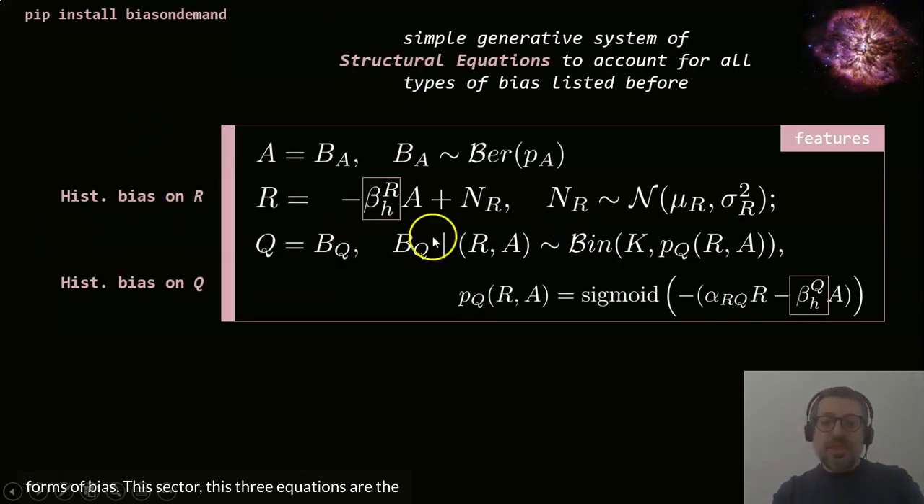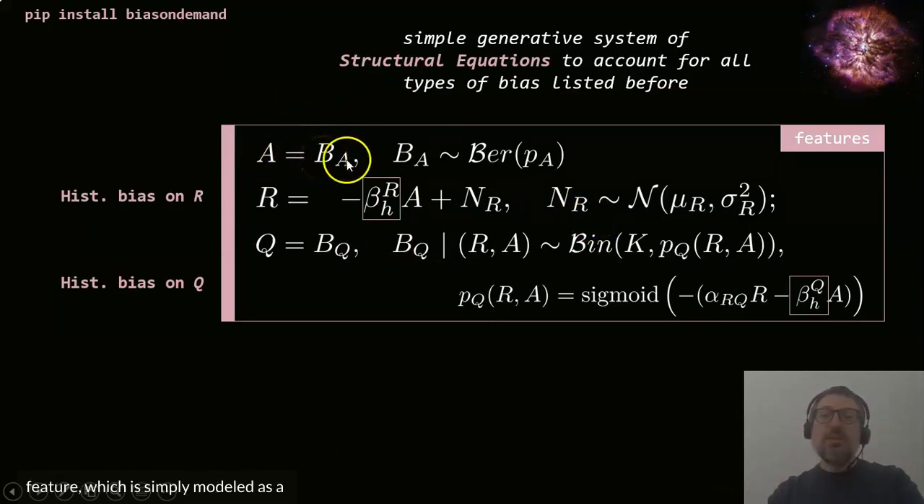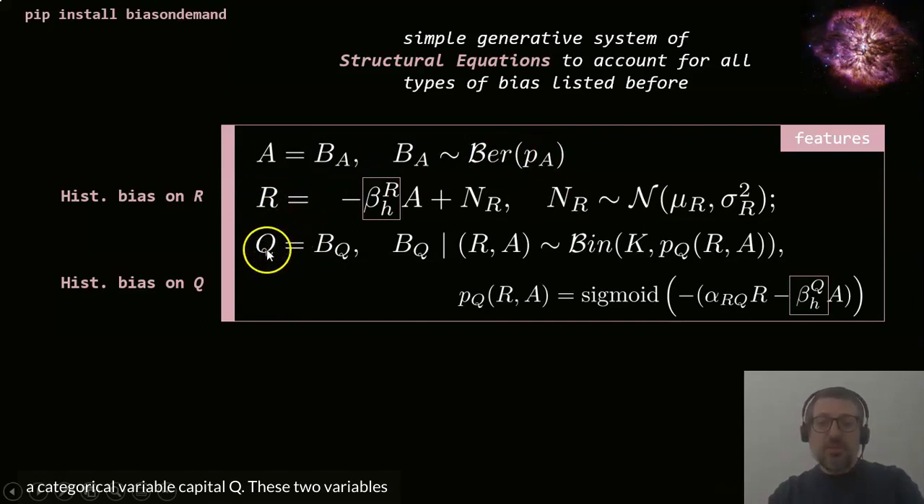These three equations are the sector of the generator for the features. So we have, for example, the sensitive feature, which is simply modeled as a binary Bernoulli random variable governed by this parameter p_A that controls the relative proportion of the two groups. Then we have a continuous variable, capital R, a categorical variable, capital Q.